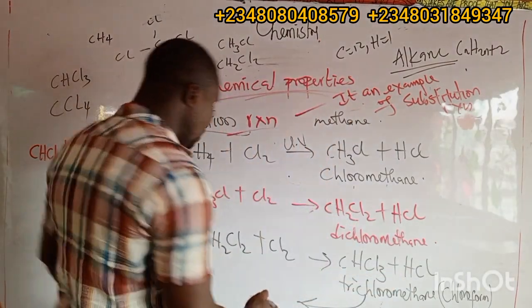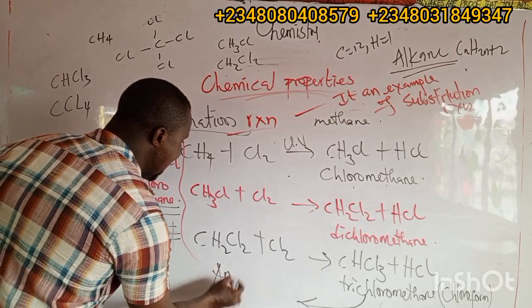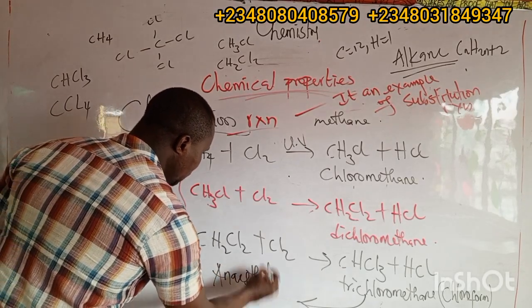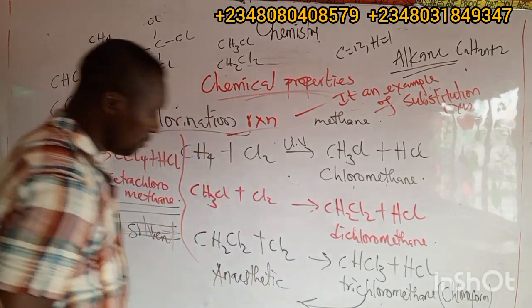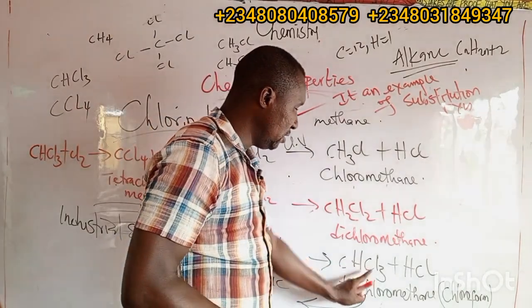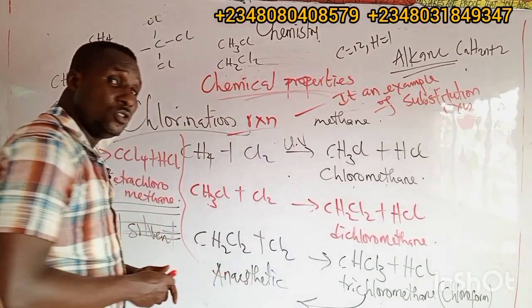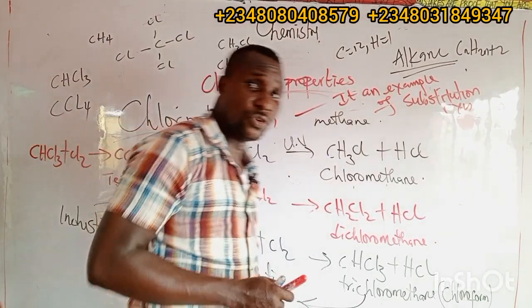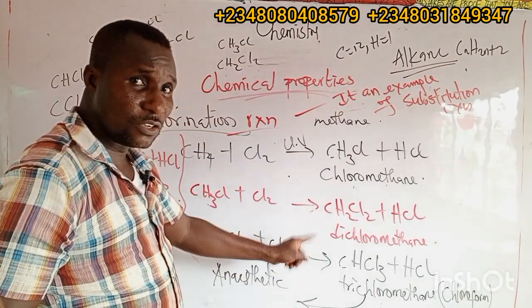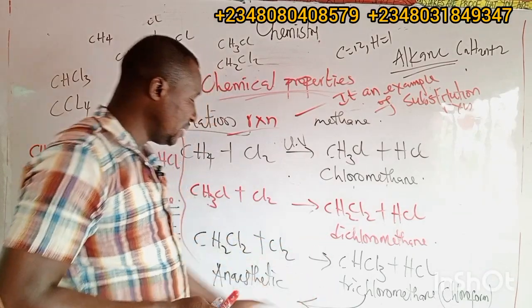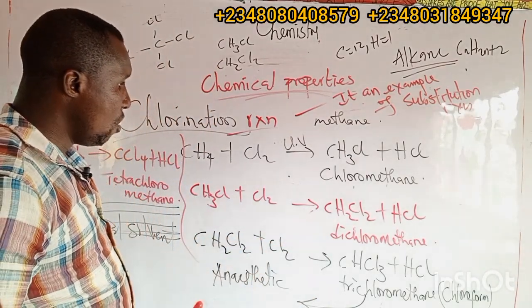Trichloromethane, which is chloroform, CHCl3, can be used as an anesthetic during surgical operation. It's a JAMB question, it will come out. Anesthetic during what? Surgical operation.